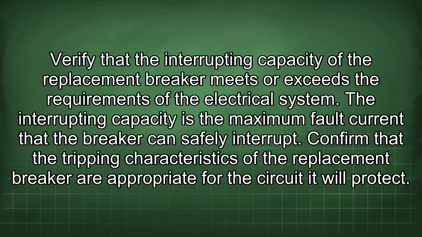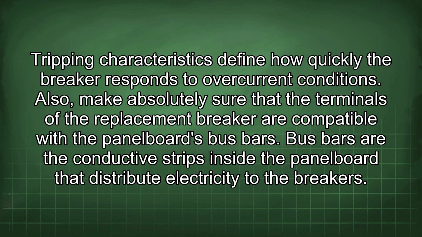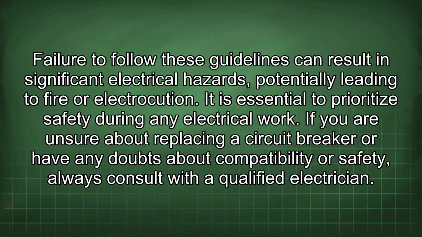Confirm that the tripping characteristics of the replacement breaker are appropriate for the circuit it will protect. Tripping characteristics define how quickly the breaker responds to overcurrent conditions. Also, make absolutely sure that the terminals of the replacement breaker are compatible with the panel board's bus bars. Bus bars are the conductive strips inside the panel board that distribute electricity to the breakers. Failure to follow these guidelines can result in significant electrical hazards, potentially leading to fire or electrocution.